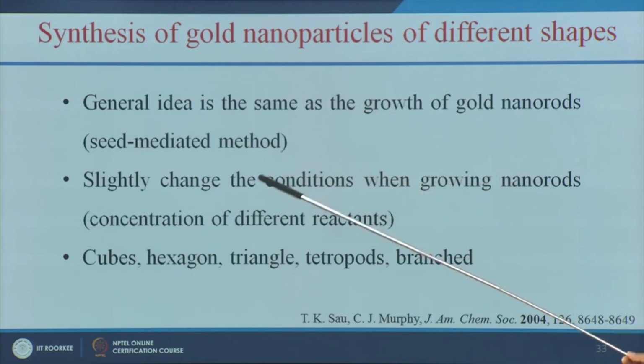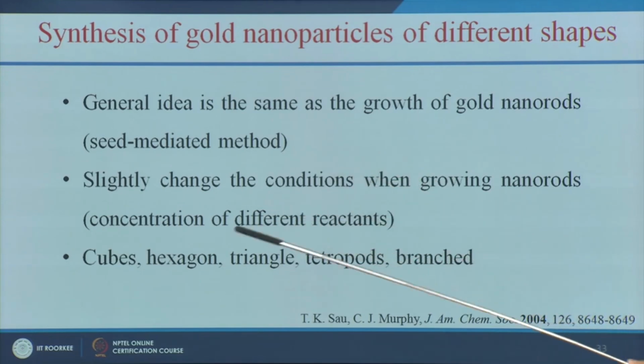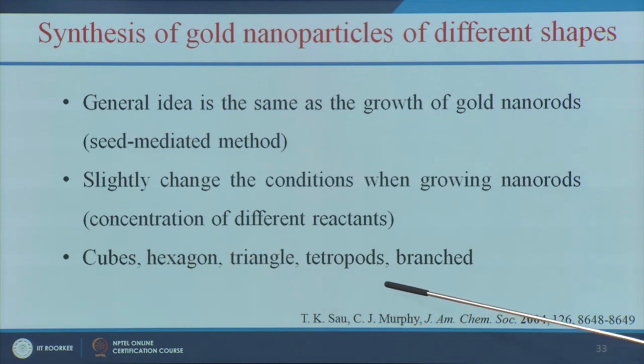The only thing is, you are going to change the concentration of the reducing agent and the concentration of the stabilizing agent. By just playing around with these concentrations, you can get different kinds of shapes like cubes, hexagons, triangles, and many other shapes.